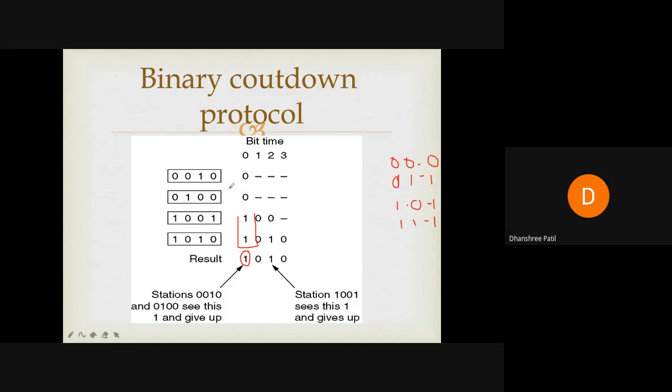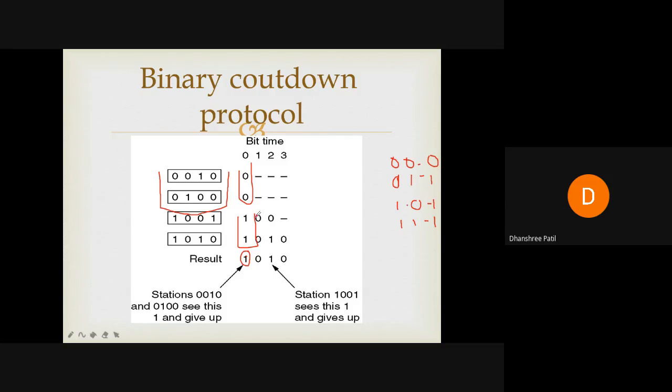या दोघांचा फर्स्ट बिट 0 आहे, आणि नेक्स्ट बिट 1 आहे. So these two will back off from the race. Means हे back off करतात. Now only two stations will be there to acquire the channel, or to get the access of the channel.